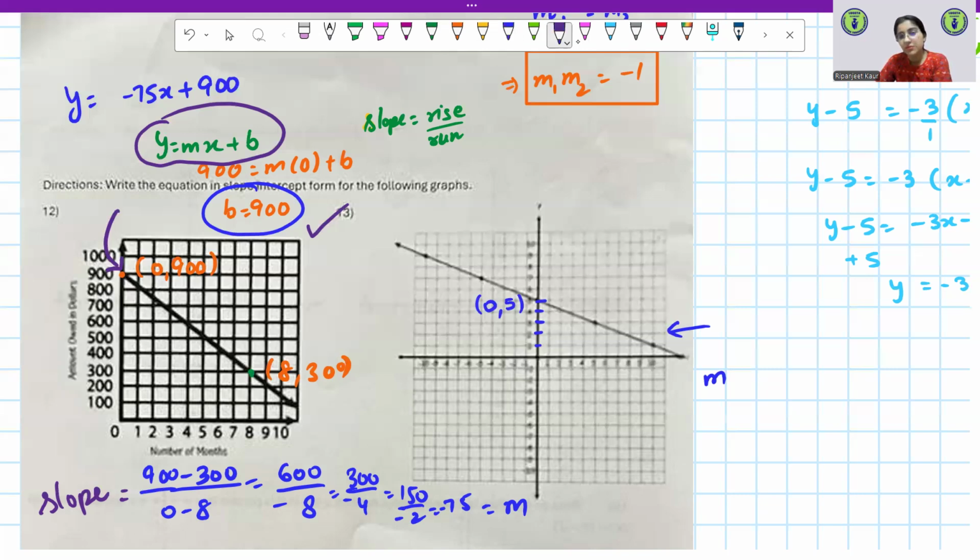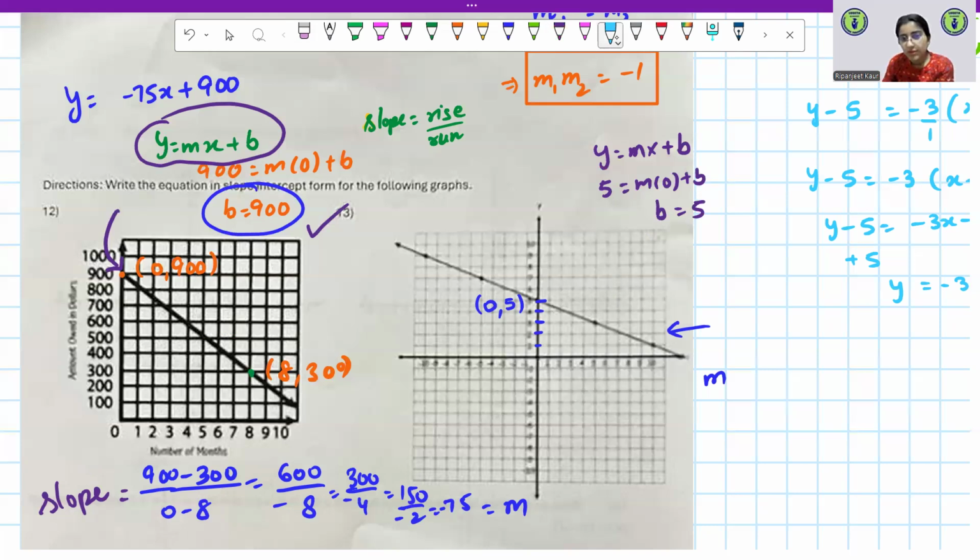Can you hear me, Lakshit? Yeah. Okay. Is it visible that it is cutting over here at 5? Sorry, I think it's negative 5. So we'll just plug in 0 and 5, which gives us b is equals to 5, right? Yeah.